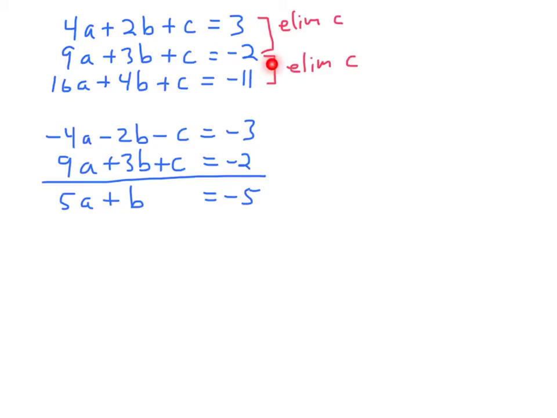Okay, now we'll do the second part. We'll do the second equation with the third equation. And again, we're going to have to multiply one of those by -1 and add it to the other equation. So I'll do the second equation times -1. So that's -9a minus 3b minus c equals +2. And combine that with the third equation.